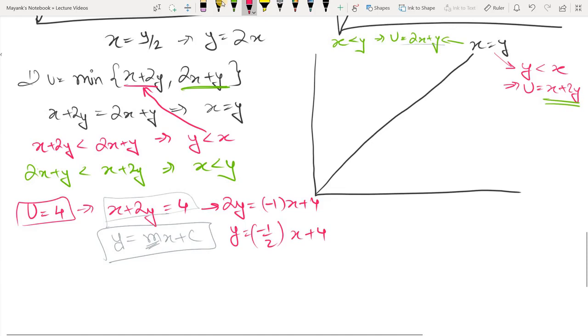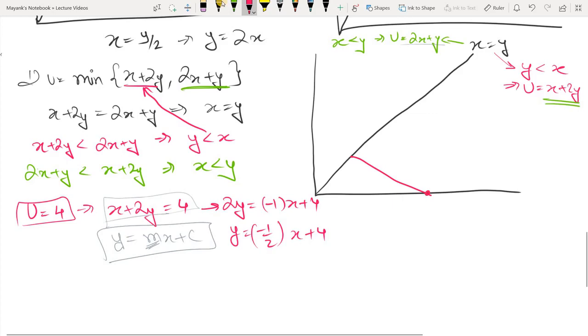So this would be a slope minus half line. Alright, so it would be slightly flatter than the 45-degree line, so it would be a line like, let's say this. Okay. And it should pass through this point.